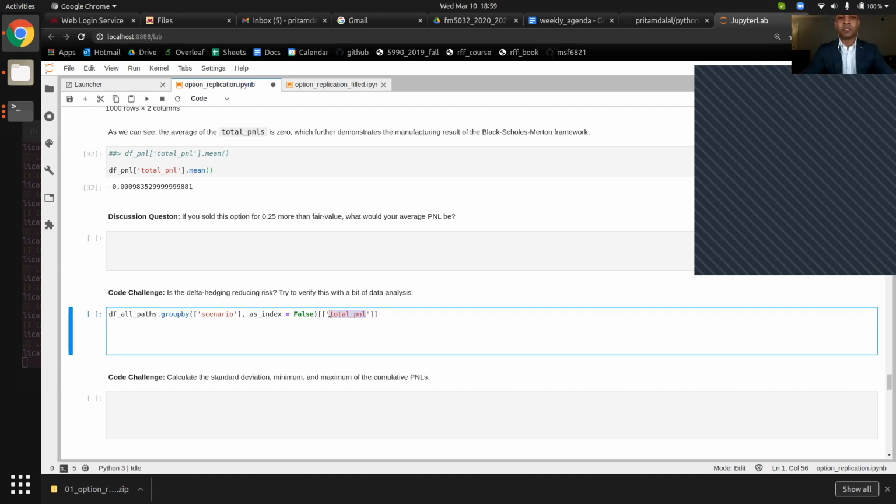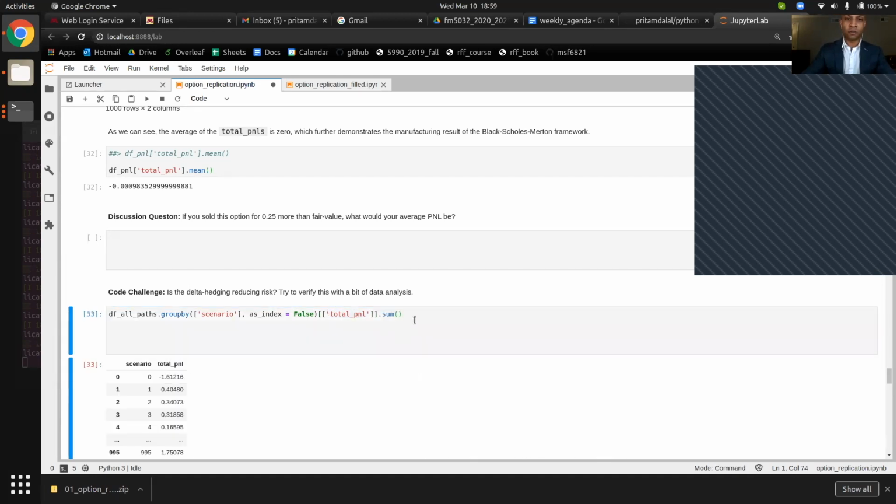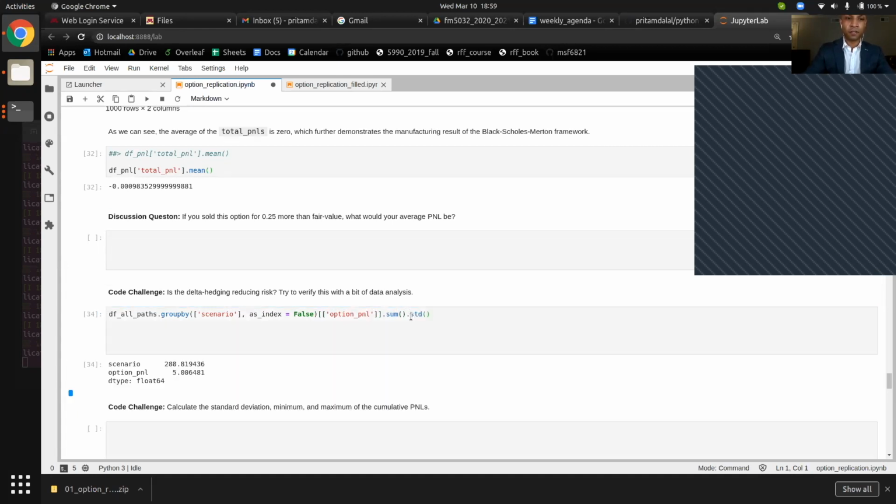And so in order to do this, let's say group by scenario, index equals false, total P&L dot sum. Okay, so that's the total P&Ls, and then let's calculate, I don't want total P&L, I want option P&L. So this is just the naked option position, right? And let's calculate the standard deviation. What is going on here? As index.